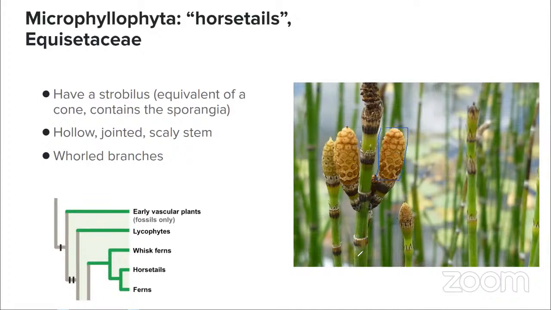We're going to see they have a hollow jointed kind of scaly stem. So this is that sort of asparagus-like structure that I was talking about. That's what it reminds me of. Can also make a tea of these. You can use them as straws. Personal foraging notes. I like them.